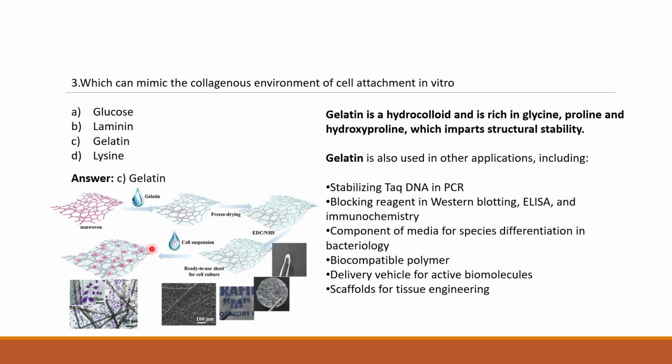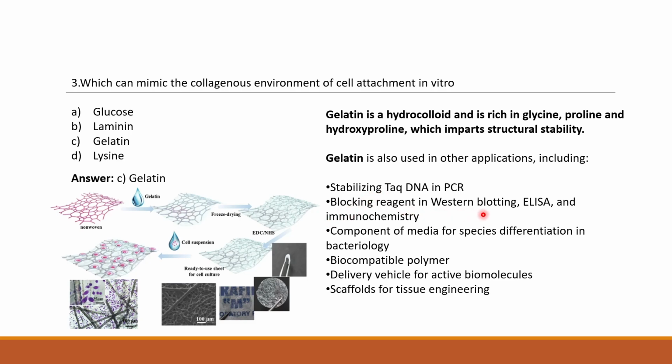Other than just coating on the plates, where you can use it as a base for attaching your cells, there are other applications for which you can use it. You can use it to stabilize the Taq DNA polymerase in PCR. So in PCR you use Taq DNA polymerase, and for that you can use gelatin to stabilize it.